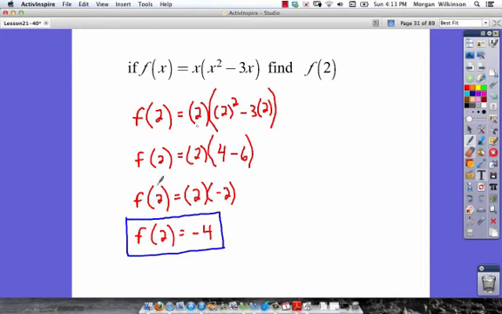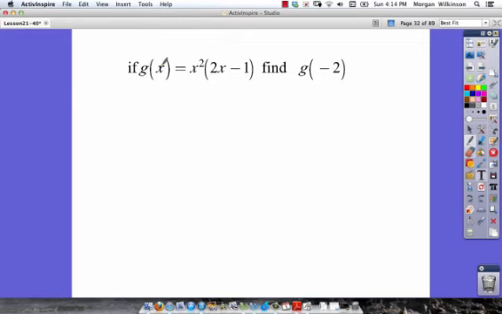The reason we use functional notation is because this tells us we want to solve for the function when x is equal to 2. When we solve for the function when x is equal to 2, we get an answer of negative 4. So we can have everything in shorthand right here. Let's go ahead and look at another problem before you write down any questions.